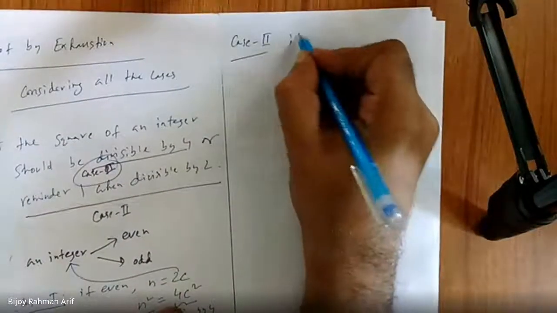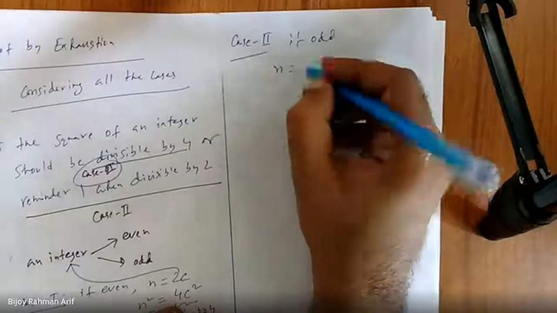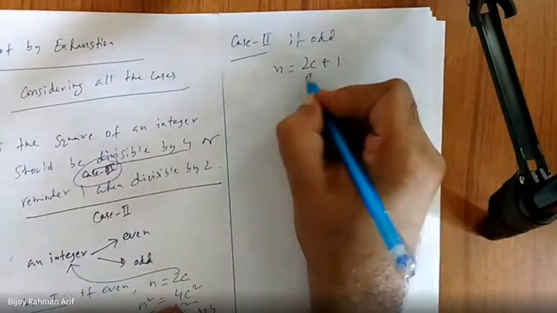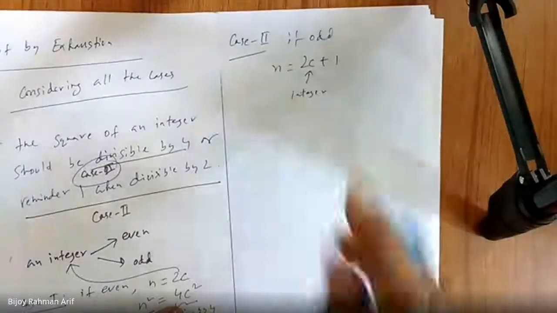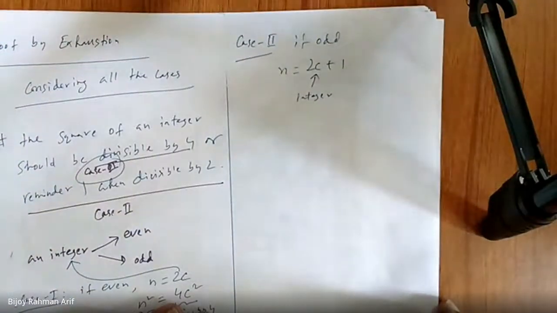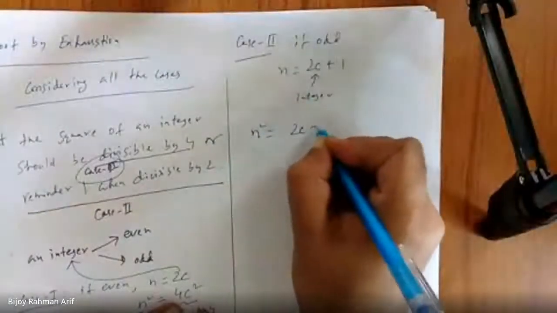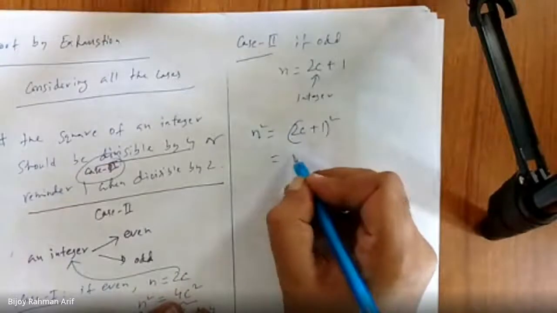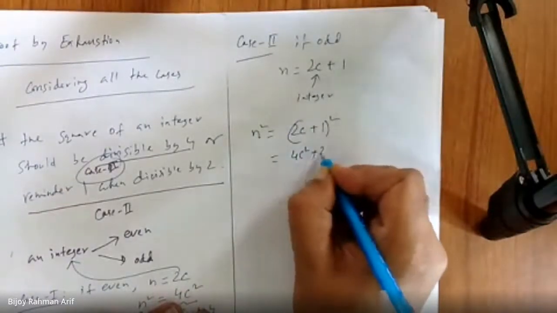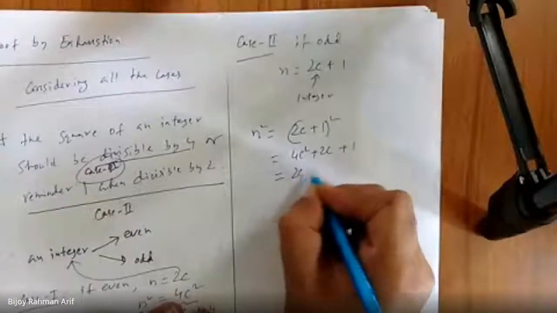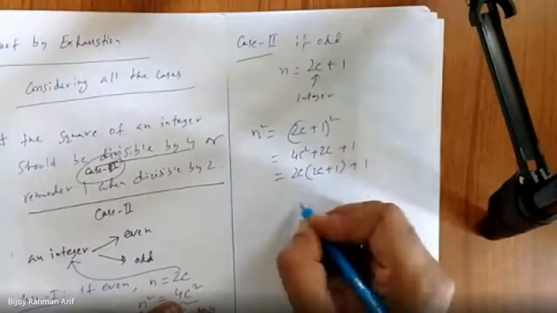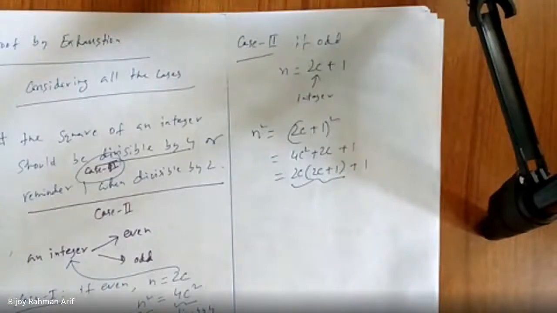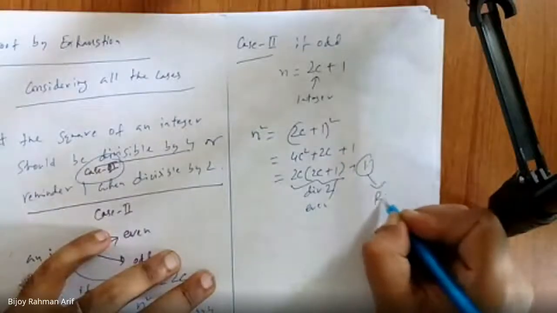Now let's go to case 2. If odd, n equal to twice c plus 1, where c is an integer. Do you agree with me or not? So what is n square? Twice c plus 1 whole square. What is this? 4c square plus 4c plus 1, so 4 times c square plus c, plus 1. What is this? Divisible by 4 and remainder 1. So what would be the remainder? Remainder is 1. So we proved case 2. We are done.